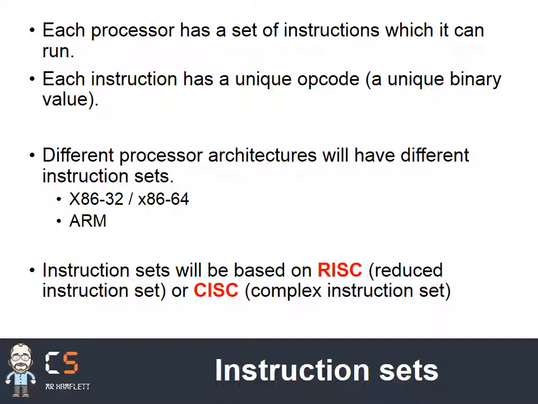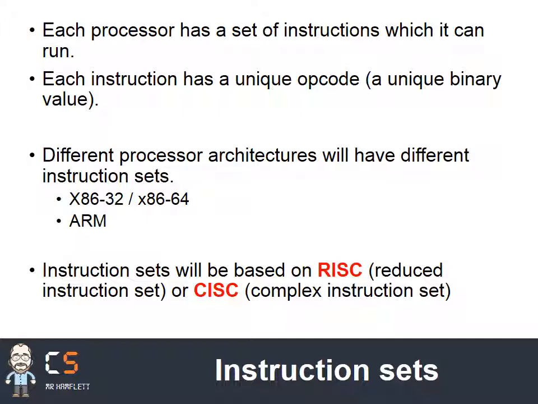So when we have an instruction set, every single instruction in that set will have a separate binary value or opcode to represent it. Now, there's two main processor architectures out there in common use. The first one is the x86 style, so that's either 32-bit, 64-bit, and that's the kind of architecture you find in normal desktop PCs, laptops, and things like that. So it tends to be Windows-based computers, or Mac as well is using x86.